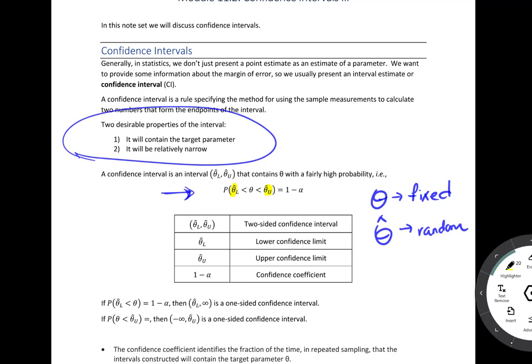In general, there are different types of confidence intervals we could construct. We could construct a two-sided confidence interval, in which we have two random components, the lower and the upper bound. In a lower confidence limit, only the lower bound is random; the upper bound, pardon me, in this case would be infinity. In an upper confidence limit, only the upper limit is random because the lower limit goes to negative infinity. And then the confidence coefficient is our amount of confidence. For example, if we were interested in calculating a 95% confidence interval, alpha would be equal to 0.05.